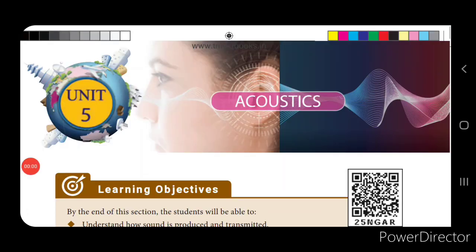Good morning, students. Welcome to the science session. Today we are going to see an interesting physics lesson, that is Unit 5 Acoustics. Now in this lesson we'll be learning about how sound is produced and how it is transmitted, the relationship between the speed of sound, frequency and the wavelength.